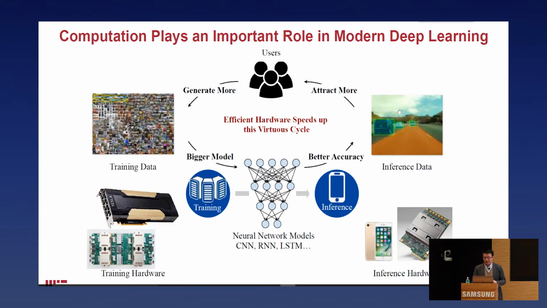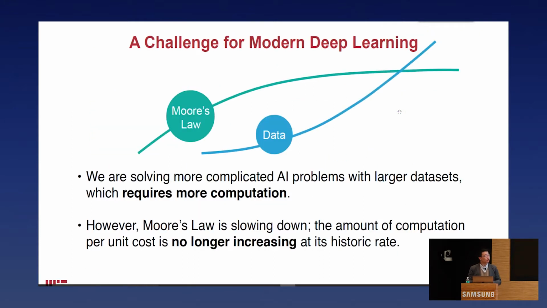However, there is a challenge for modern deep learning, given that Moore's law is slowing down, but the amount of data that's required to train large-scale neural nets is just increasing. So in the future, how do we balance the difference between the supply of computation and the demand for computation in AI?